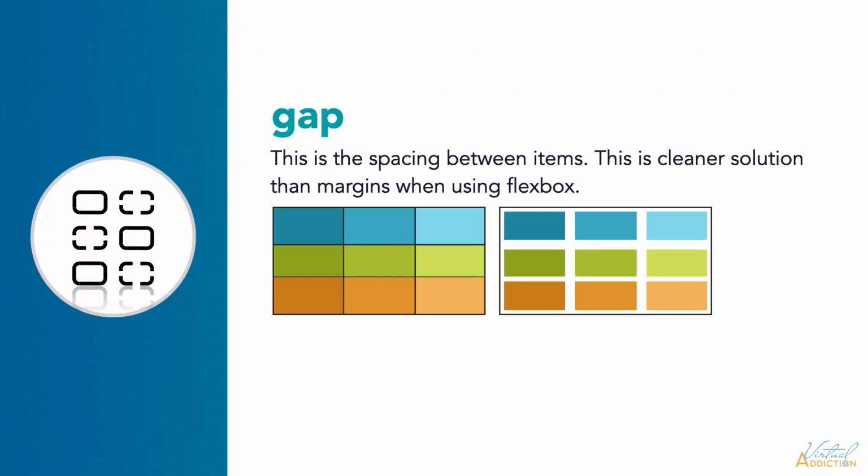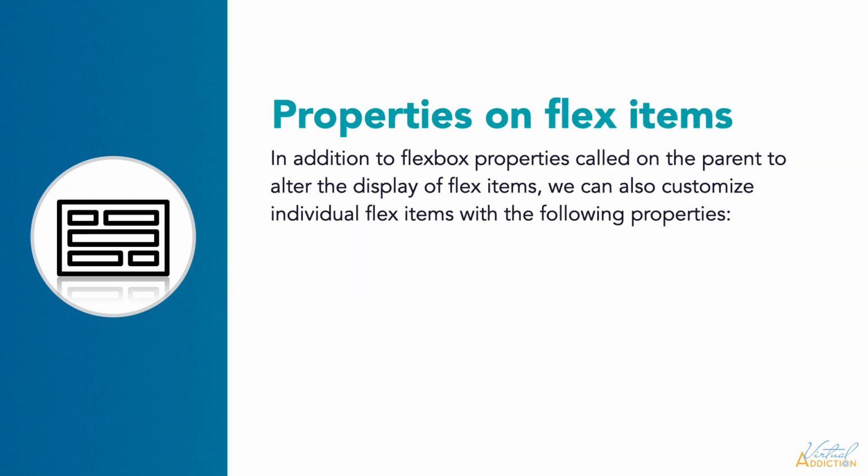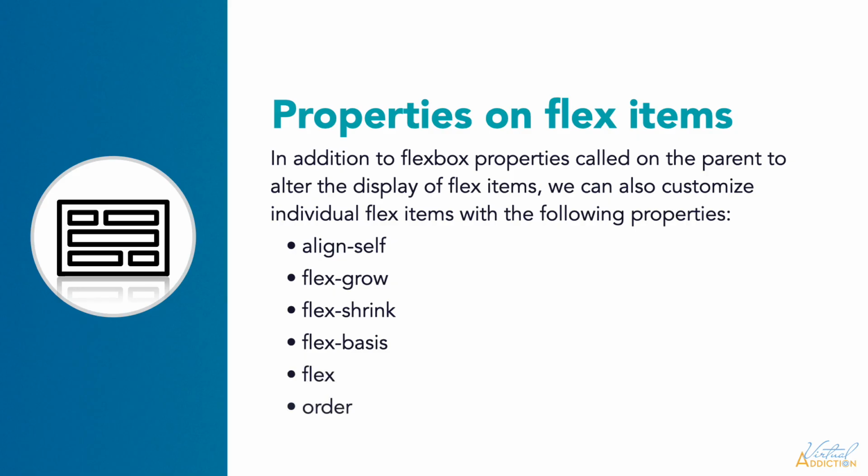The gap property controls spacing between items. It's a little bit cleaner to use this when we're working with Flexbox as opposed to using margin. Flex items, the children, can also be individually controlled. We'll be looking at the properties of align self, flex grow, flex shrink, flex basis, flex, and order.